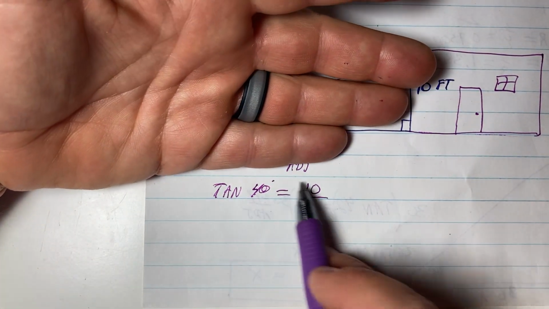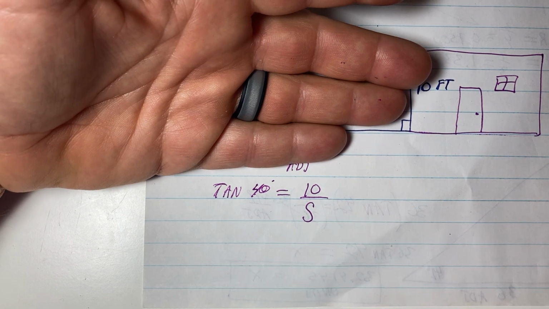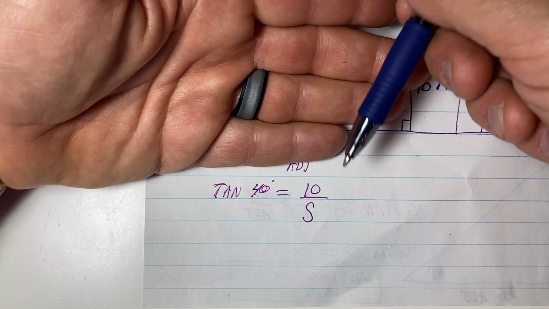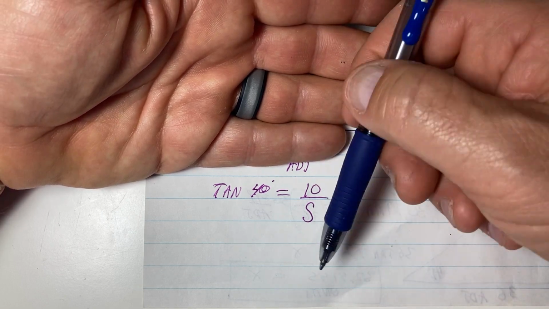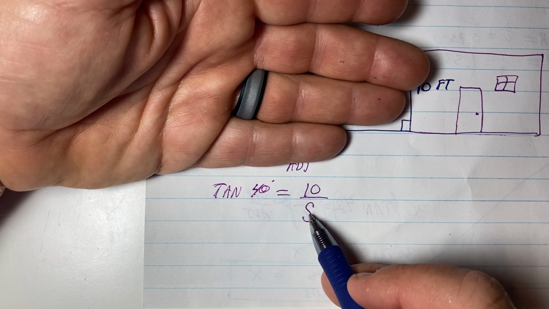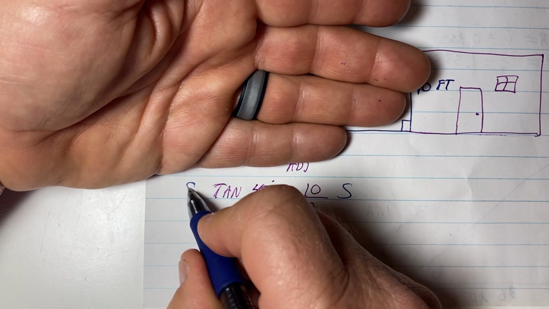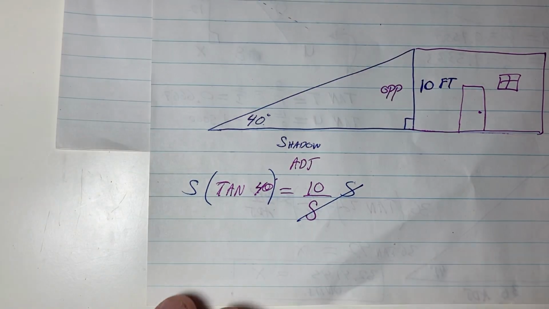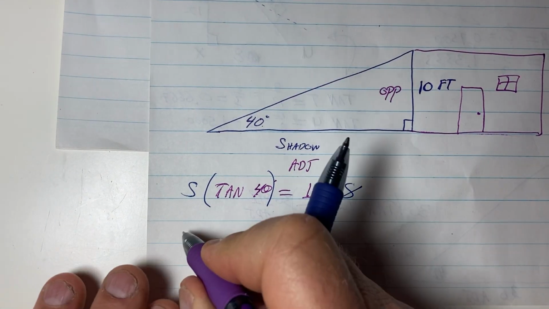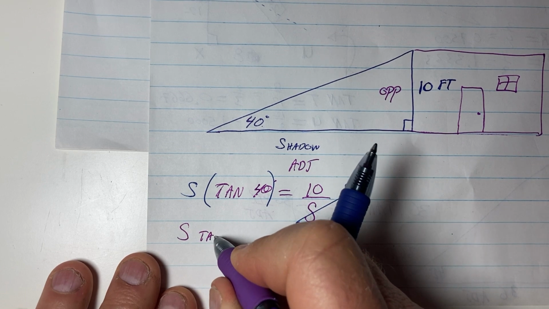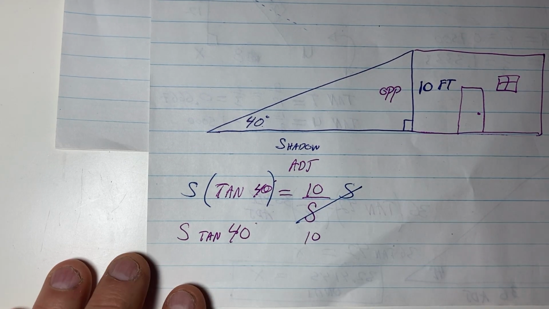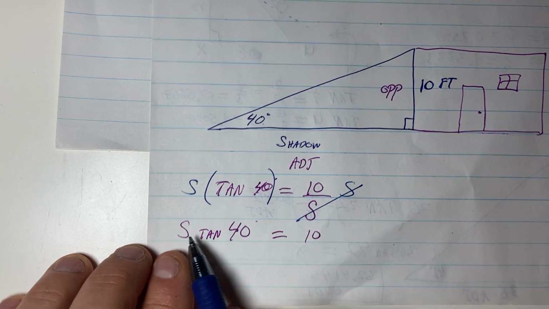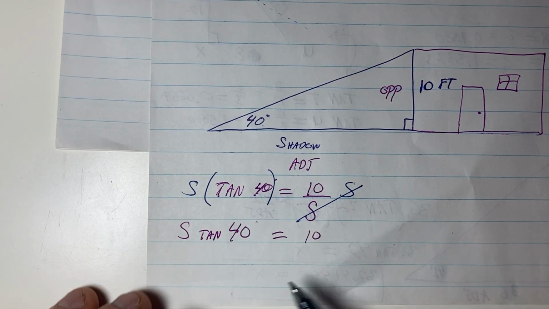The rest of this is algebraic. The geometry portion is done. Right now we have S in the denominator. We don't want it in the denominator, we want it in the numerator. So we have to multiply both sides by S. These S's cancel. Now it looks like this: 10 equals S times tangent of 40 degrees. S is in the numerator. Sweet!